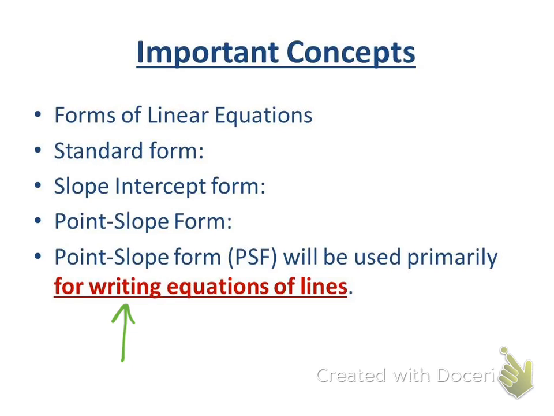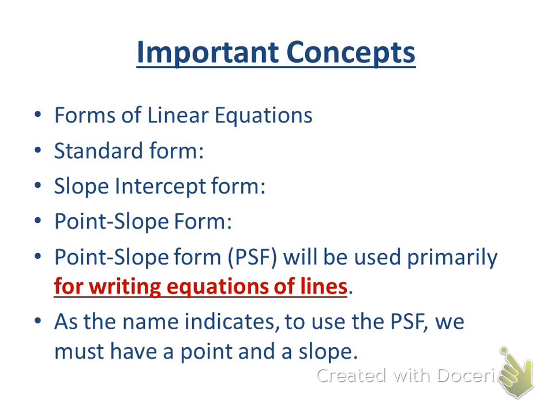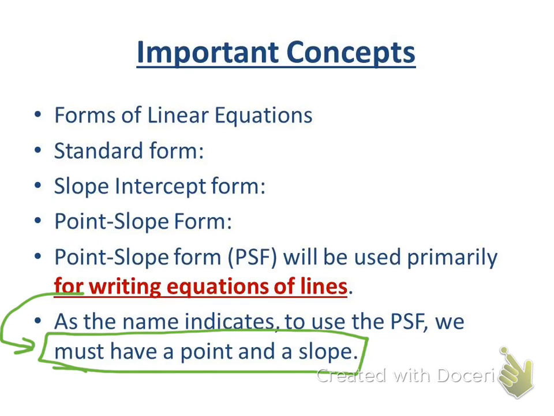As the name indicates, we use point slope form. We must have a point and a slope. Almost forgot something that is very important: if we're going to write an equation of a line, we must have a point and a slope. Not optional. You cannot write an equation of a line without those two pieces of information.